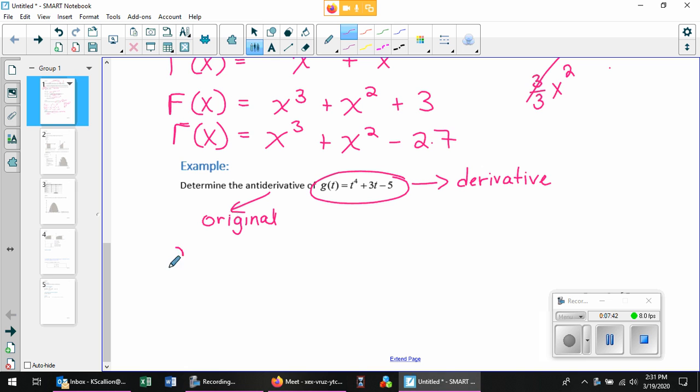So what would be the original function? So capital G of t. What do I know the exponent's going to be? It's going to be 5, right? Because if I do the derivative, then I'll be down to 4. And I want a coefficient of 1. So it's going to be a fraction. What's going to be the fraction?